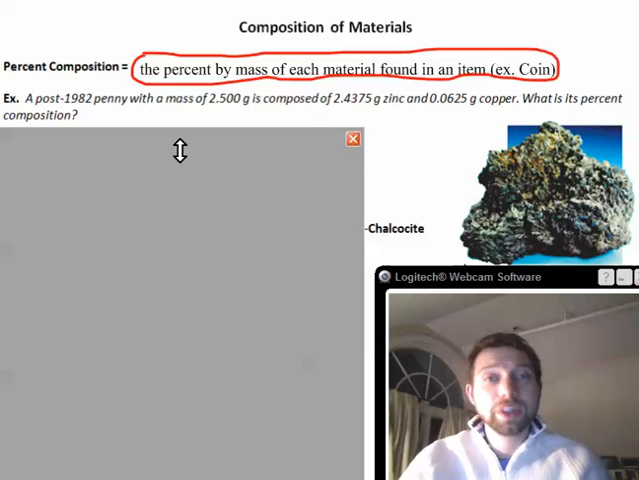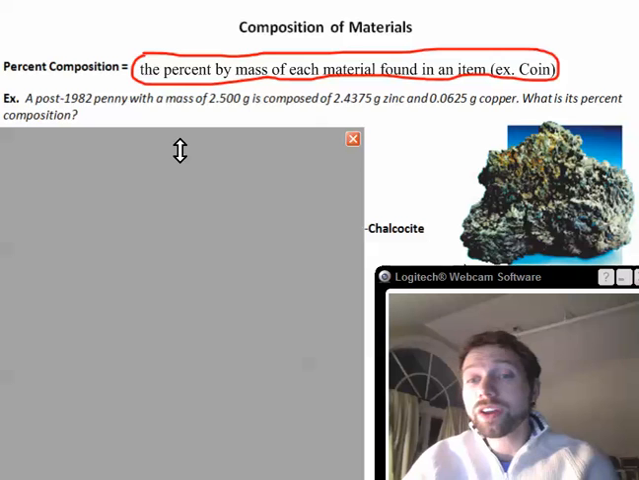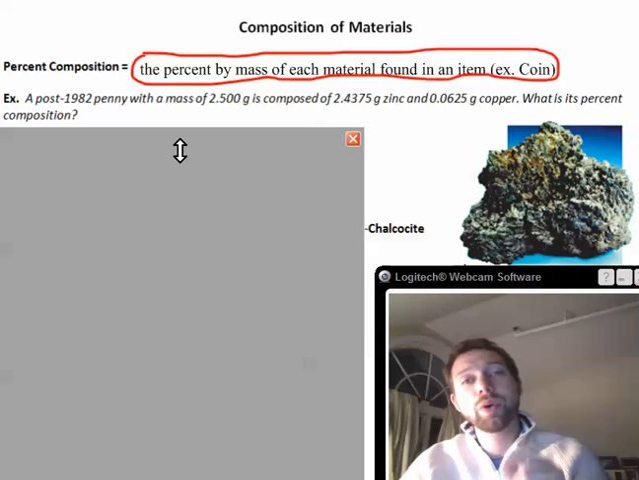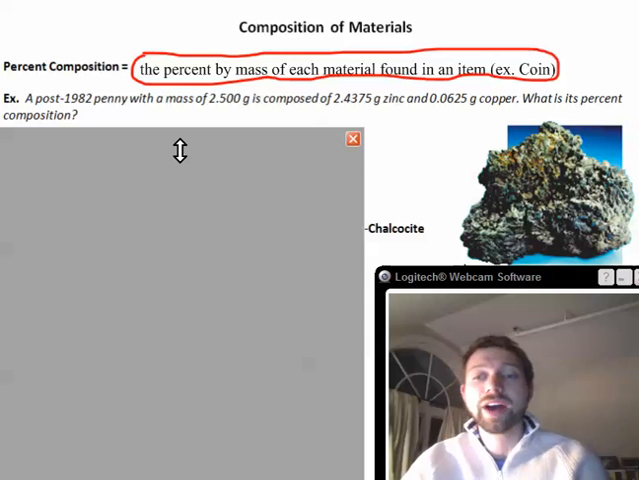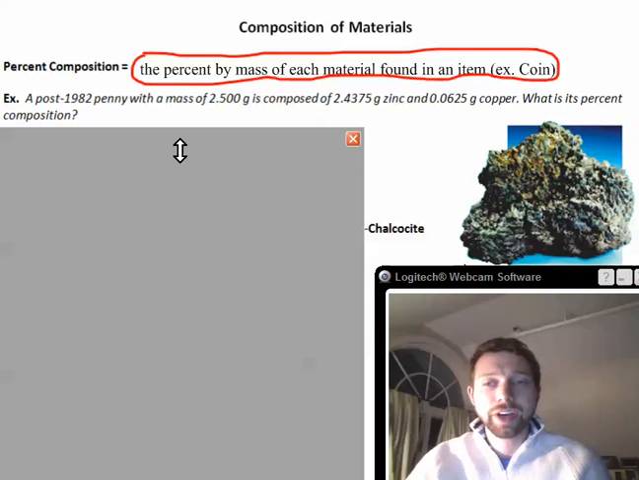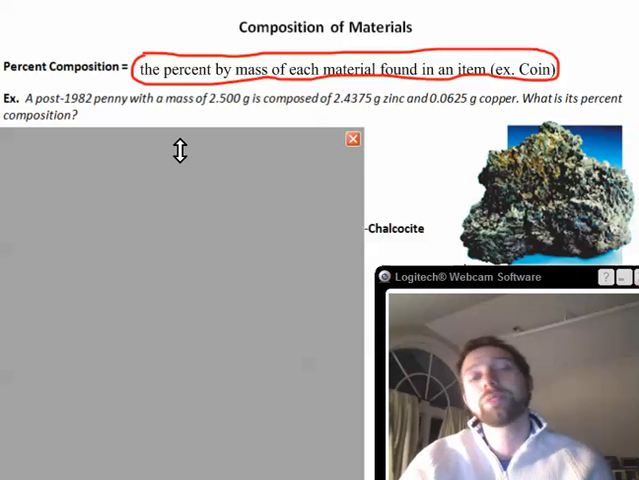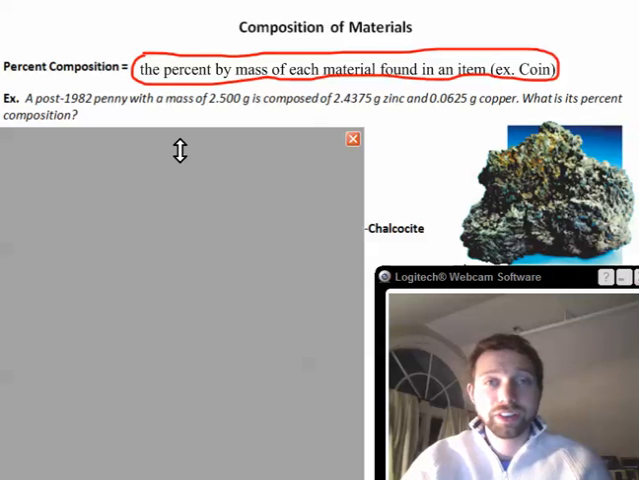So remember, we're using the masses. So a post 1982 penny with a mass of 2.5 grams is composed of 2.4375 grams of zinc and 0.0625 grams of copper. Okay, so what is the percentage composition? How much zinc and how much copper do we actually have in this penny? So we're going to figure this out.